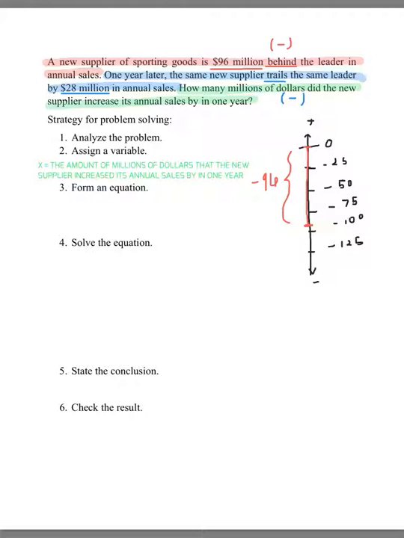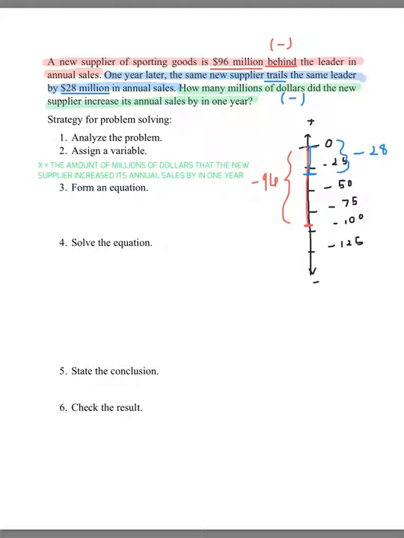And we know that 1 year later, the same new supplier trails the same leader by 28 million in annual sales. So now we're only trailing by 28 million, but again, it's still negative because the keyword is being trailing. So we'll start off at 0. Now we're going to go slightly past the negative 25 mark. And this is going to be negative 28. Again, it's negative because we're trailing. So there we go. So there we have our two values plotted.